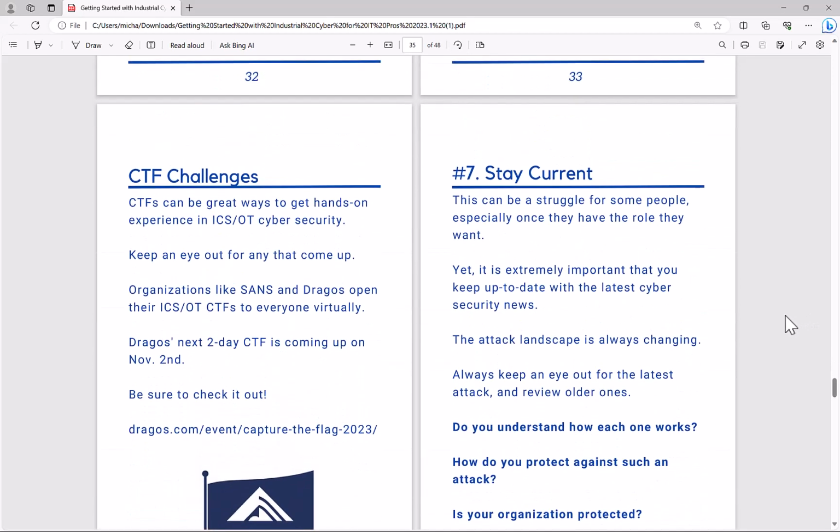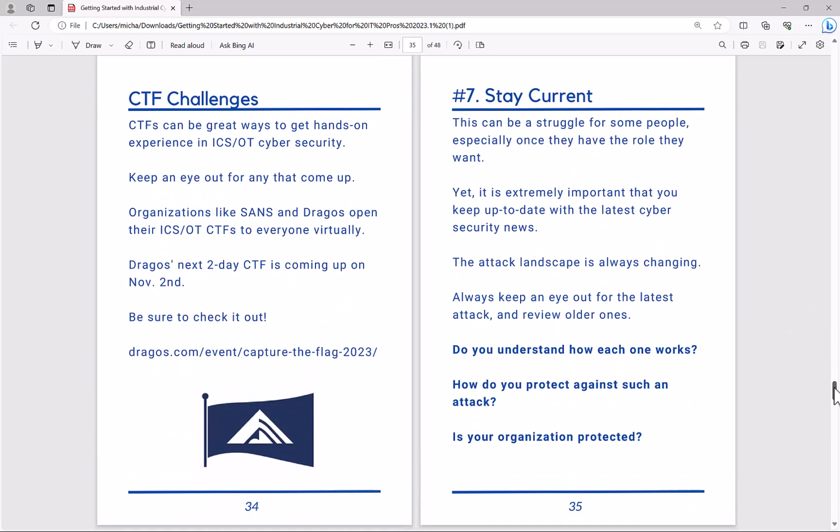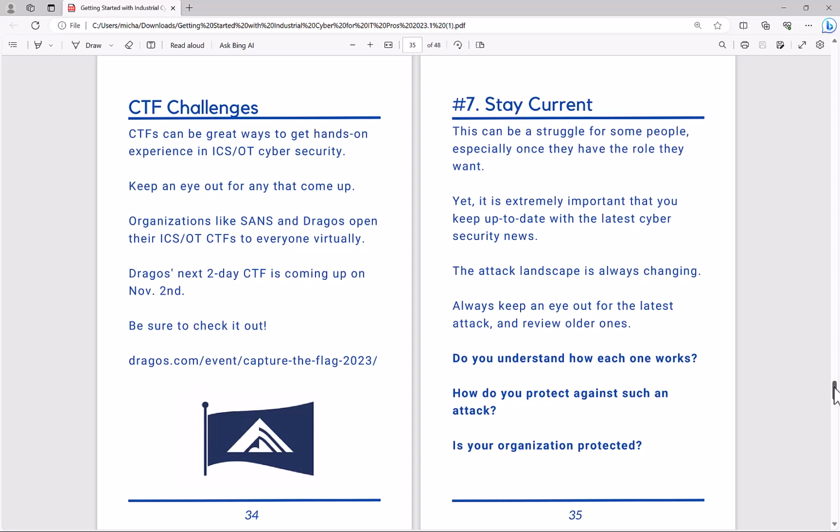So CTF challenges are great ways to learn and get hands-on experience, even if it's in a simulated environment. SANS always does one every year with their summit, and they open that up to the general public. And Dragos does one every year. The one this year, as you can see, is going to start on November 2nd, and it goes for 48 hours. It's like 2 days, maybe even a little bit longer. So I put the link in there. So definitely check that out and sign up. And that's a great way. You can do it at your own pace, and kind of learn as you go along.